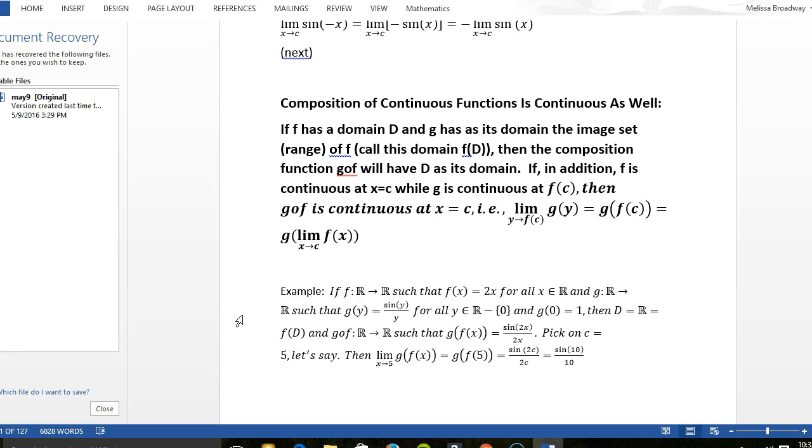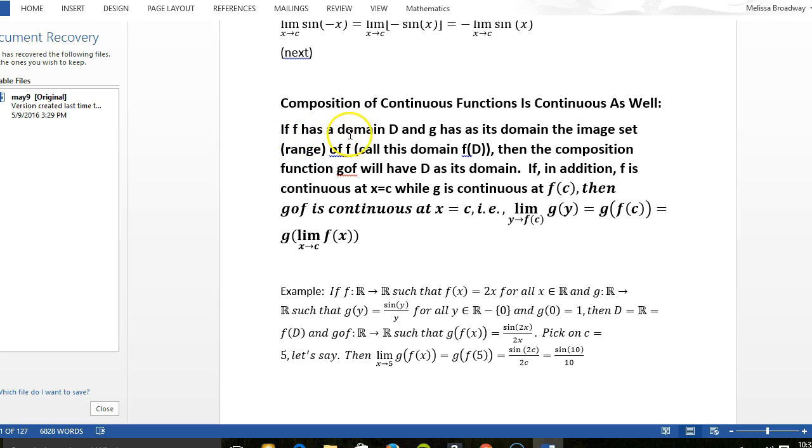In this video, I'm going to start out by talking about the composition of functions as it pertains to continuity. In particular, to make a long story short, the composition of continuous functions is continuous, assuming that all domains are appropriate.